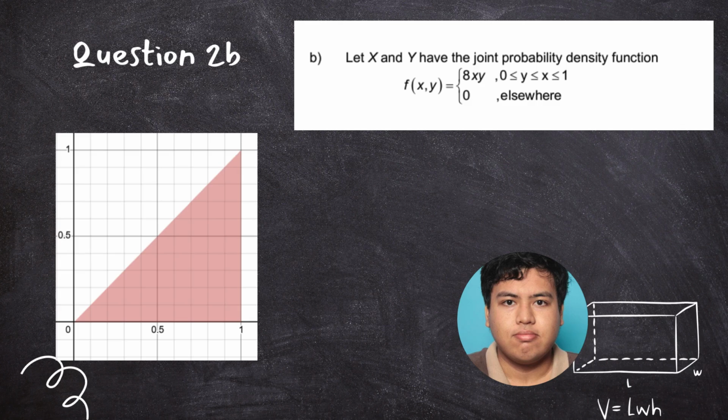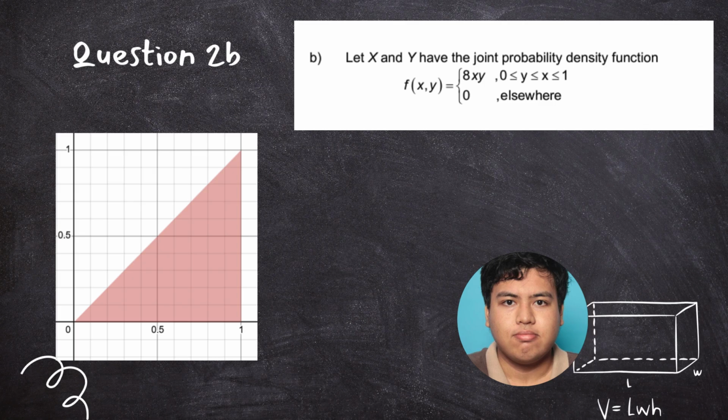For question 2b, we are given a joint probability density function of two continuous random variables x and y. The joint PDF is f(x,y) equals 8xy for 0 less than or equal to y less than or equal to x less than or equal to 1, and 0 elsewhere. The objective of this question is to find the expected values of x, y, and xy, and then calculate the covariance to determine whether x and y are independent.